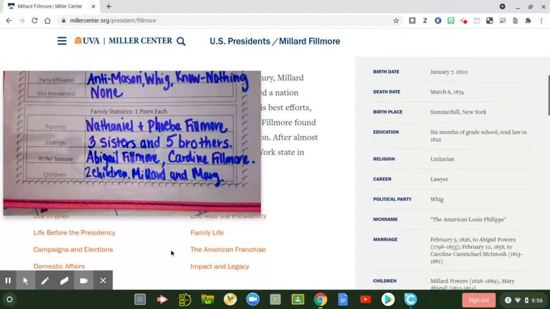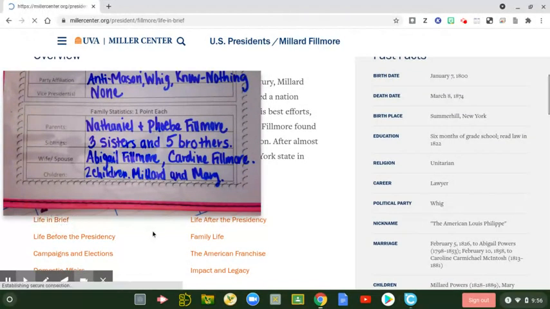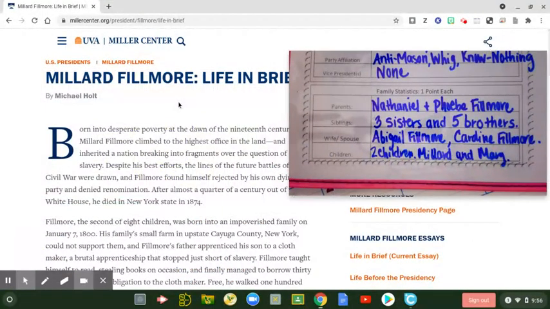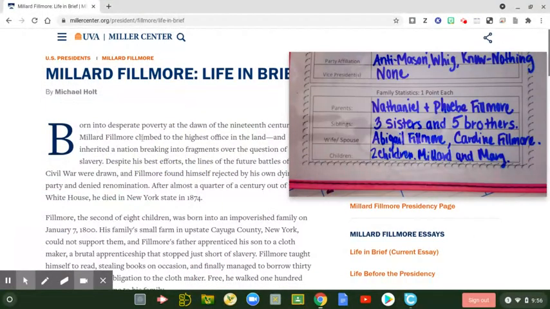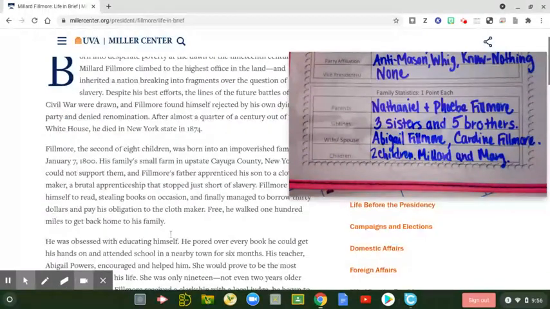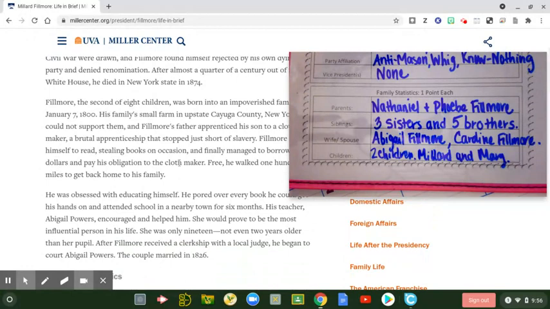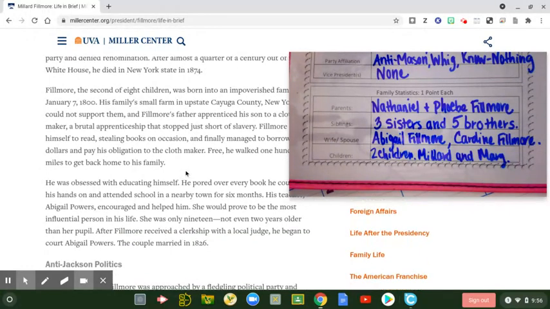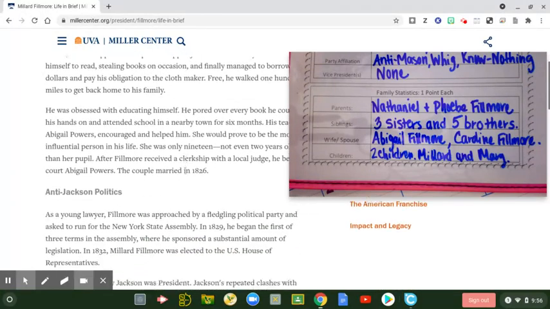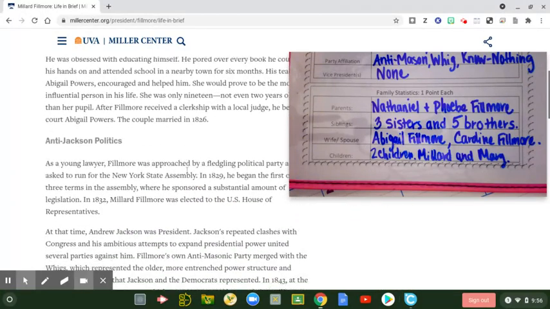It might be under Life in Brief. It could be under family life. I'm not sure. You would have to read through to see if it tells you about his siblings. Okay, this is the one that's going to be challenging to find, because it's always the one that's challenging to find: how many brothers and sisters the presidents had.